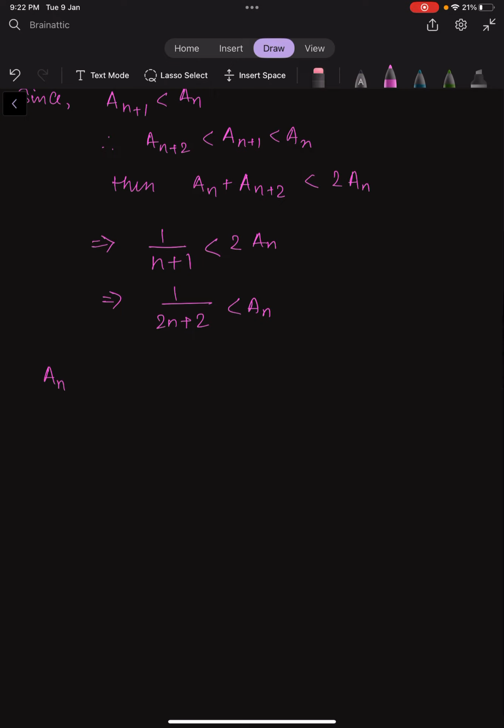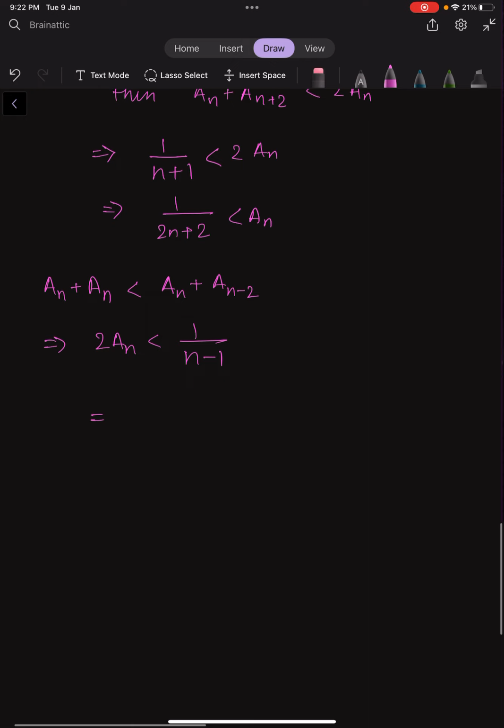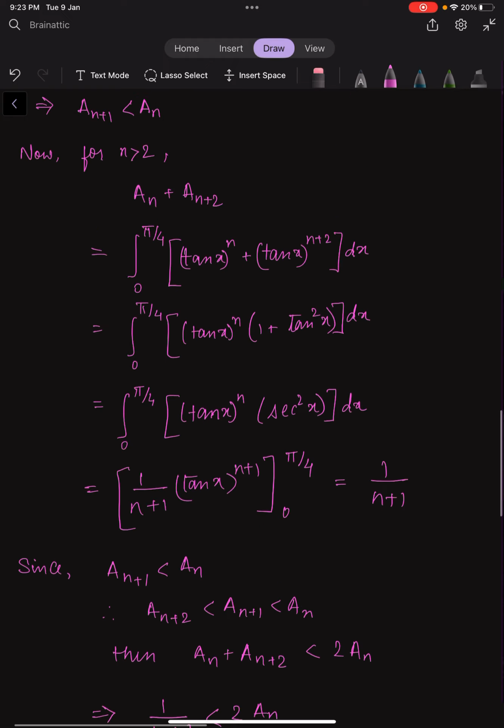Now again, An plus A(n-2) should be greater than 2An. With the same logic, this will imply that 2An is less than 1 by n minus 1, and hence An is less than 1 by 2n minus 2. So therefore finally we have shown that 1 by 2n plus 2 is less than An less than 1 by 2n minus 2. So this is our answer, and we have deduced the second part of the question.